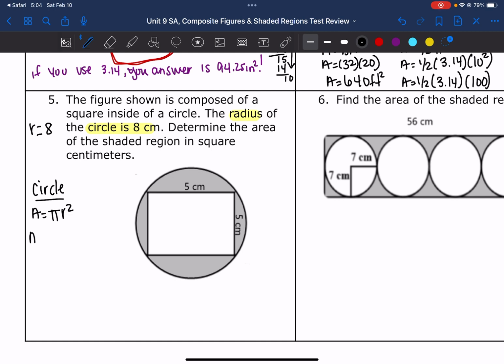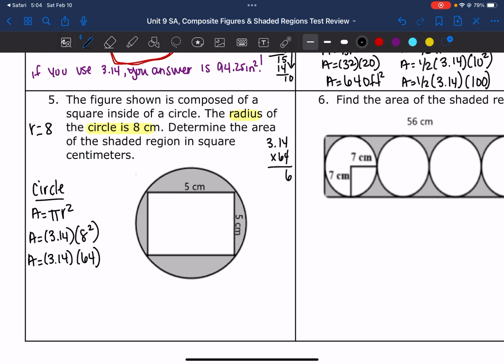Okay, all right. I'm going to use 3.14 for pi times radius. I know that the radius is 8 squared, okay? And here, I know that 8 squared means 8 times 8, and 8 times 8 is 64, so I'm going to write that down. And then all I want to do over here is do 3.14 times 64.